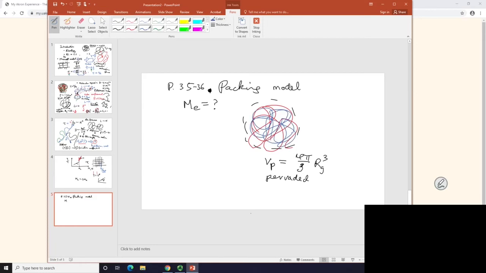Well, that turns out is not such a difficult question, because all you need to ask is, I want to get the notation right, I call this the pervaded volume. All you need to know is what is the physical volume of a chain of molecular weight M.